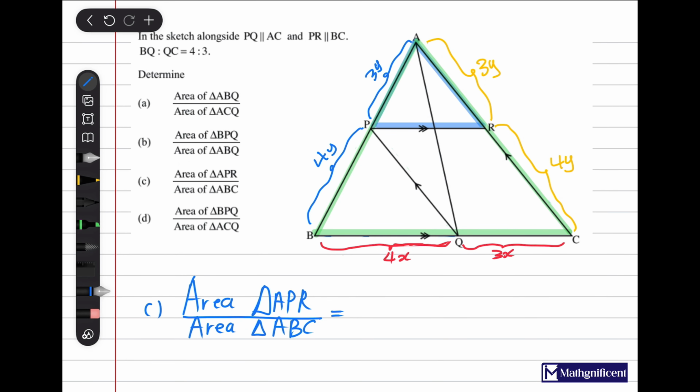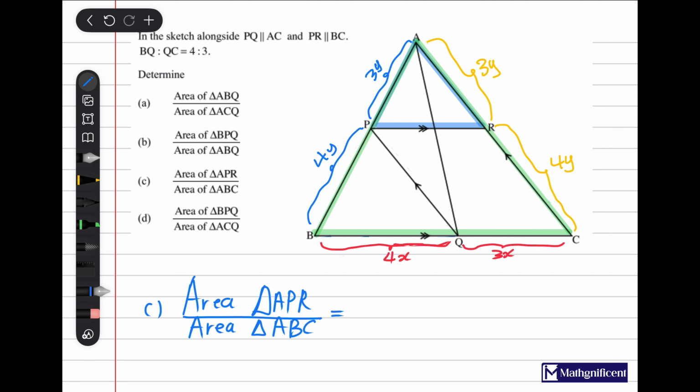Alright, so let's go again. Now we have to focus on the area of triangle APR over the area of triangle ABC. I've already highlighted APR, and I also highlighted triangle ABC. Looking at these triangles, we still have a similar situation to what we previously had. These two triangles are sharing the same angle. If they have a common angle, we use the sine rule. So we are going to use the sine rule for this one as well.